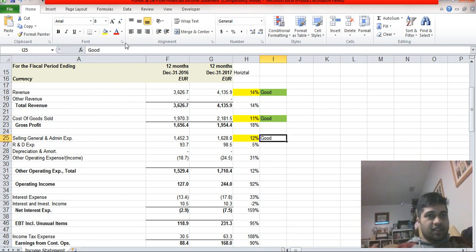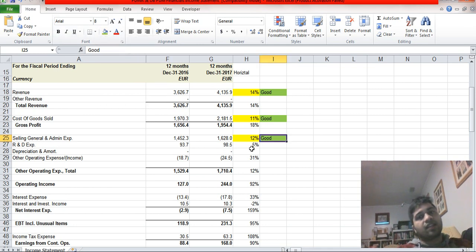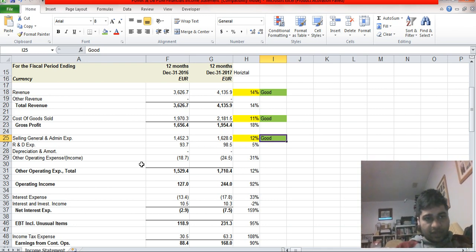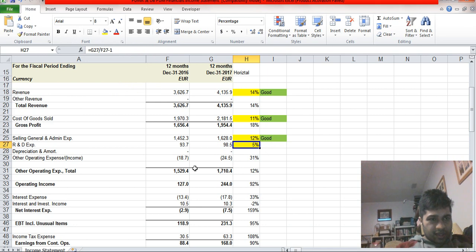Now imagine the other way around. If your selling expense in general, SG&A, was rising at 40% and your sales were rising by only 12%, you're putting a lot of effort into marketing, let's say, or advertising, but that advertising is not yielding what you thought it would. So that indicates that. Next is R&D expense, increasing at 5%. No problem with that. Okay.